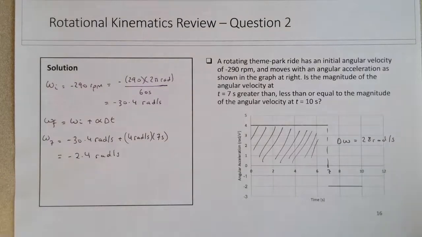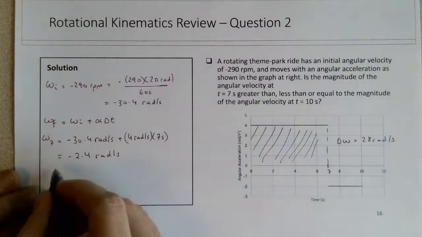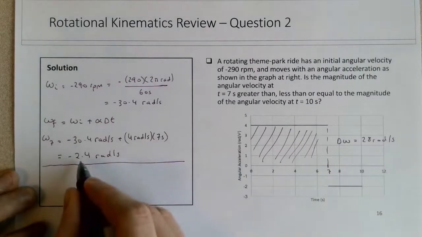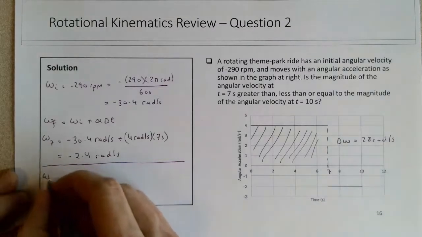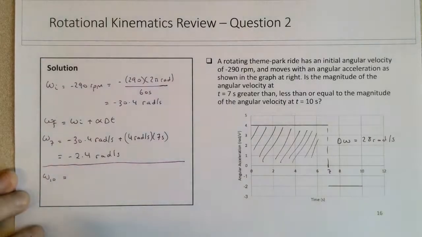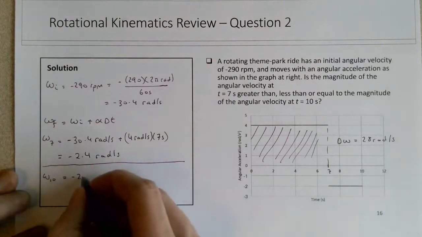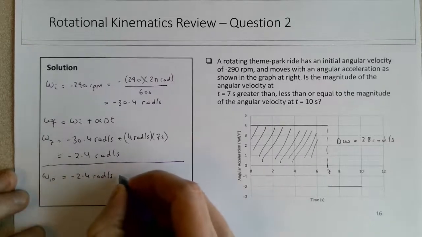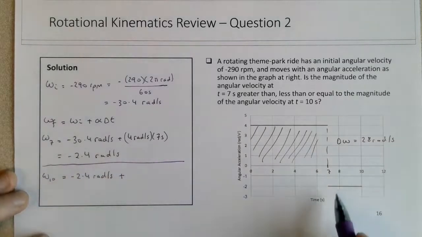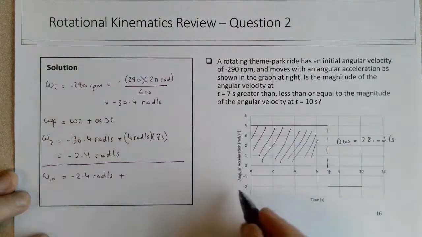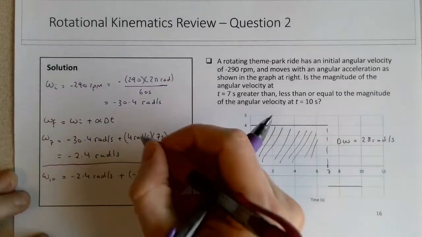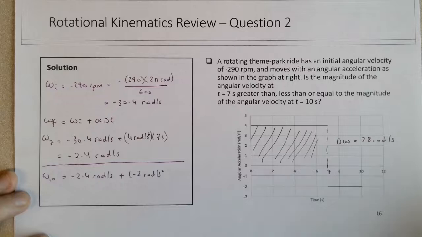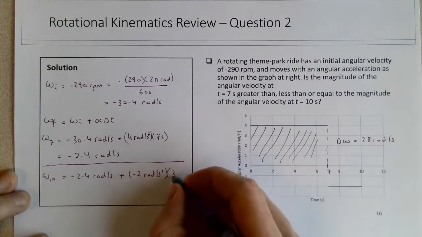And then we can do a similar calculation for the angular speed at 10 seconds, but now we have a different initial angular speed. This will be the beginning angular speed at t equals 7. So omega at 10 will be equal to that initial speed of negative 2.4 radians per second, plus this alpha, which is now negative 2 radians per second squared, and just notice I missed my square up here in the 4, times a time interval of 3 seconds.